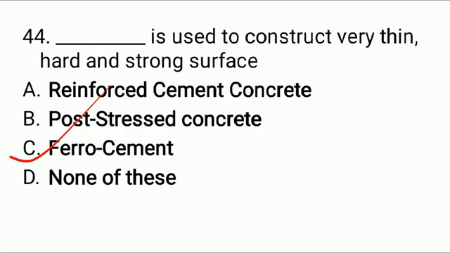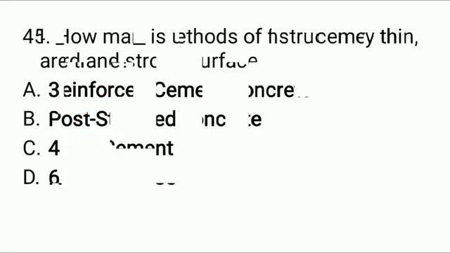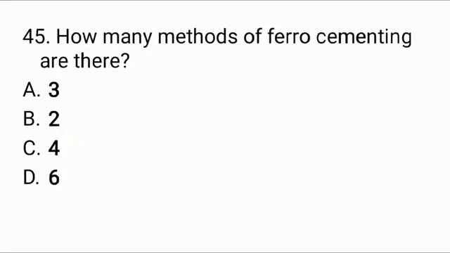Okay, next question. How many methods of ferro cementing are there? There are three kinds of ferro cementing, right? And these are armature system, closed mold system and integrated mold system. So there are three kinds of ferro cementing.